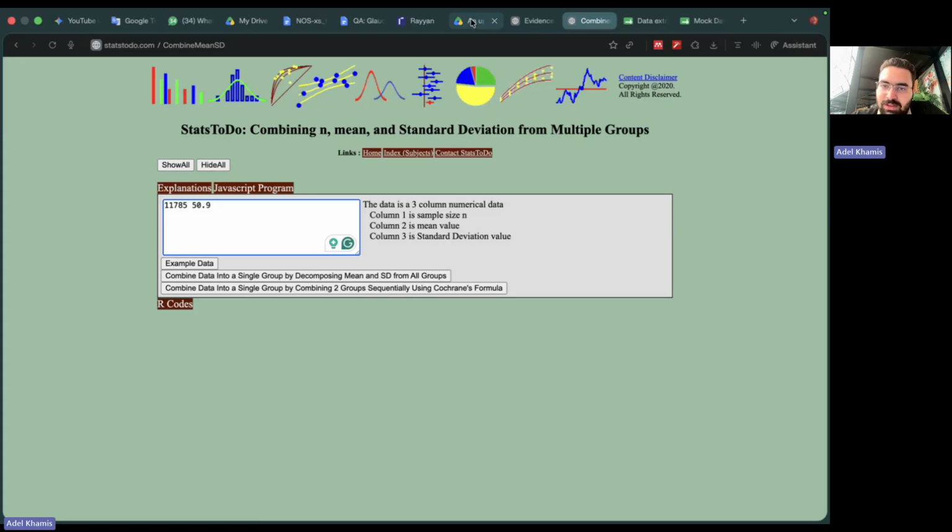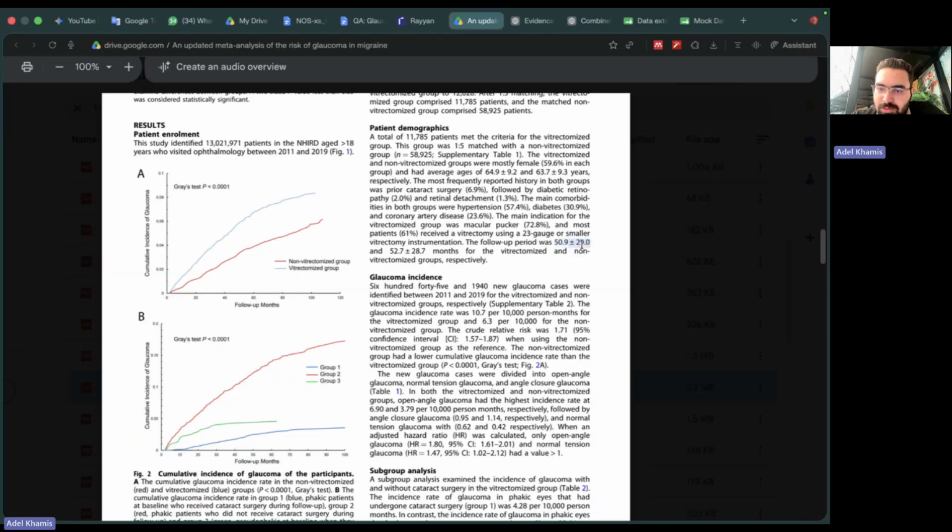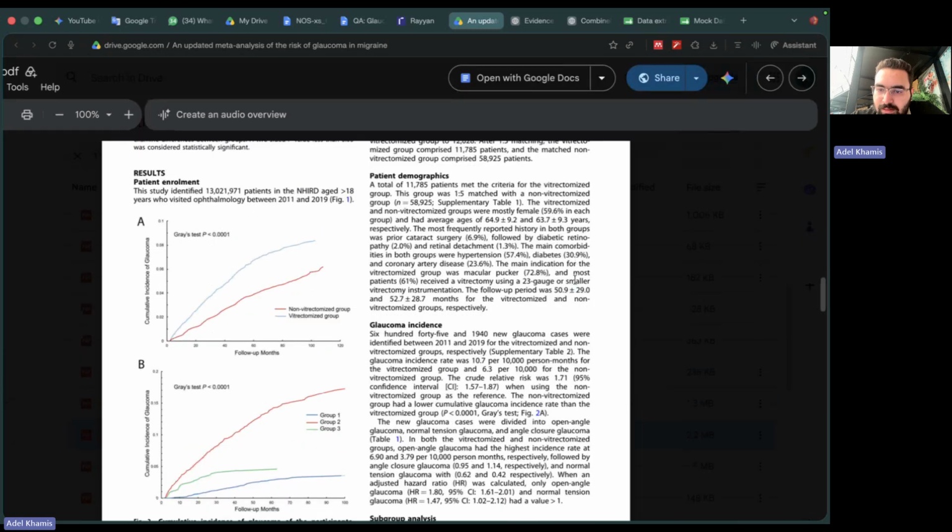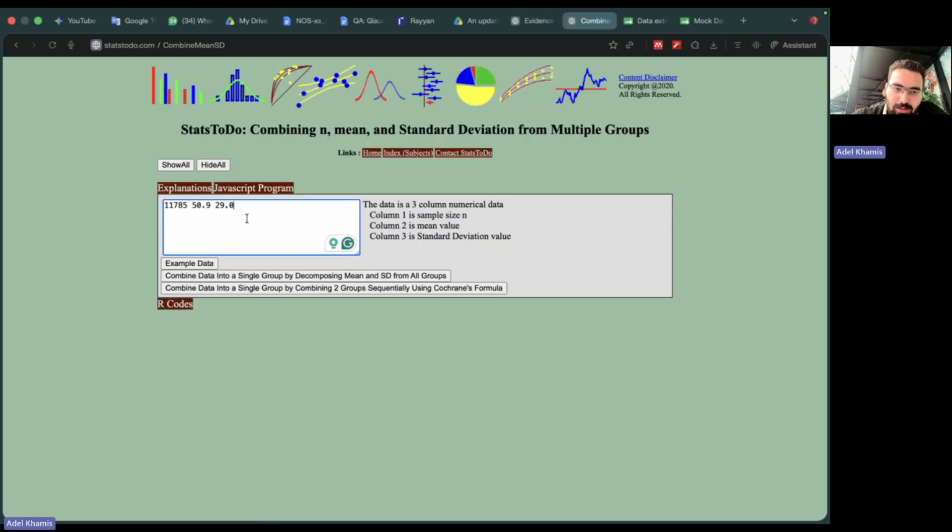So you need the standard deviation. The standard deviation was here, 29. So you copy and paste it, and then put it here. This is the last column for the standard deviation value. Then you will click enter to put the other group, the other mean value and the standard deviation.